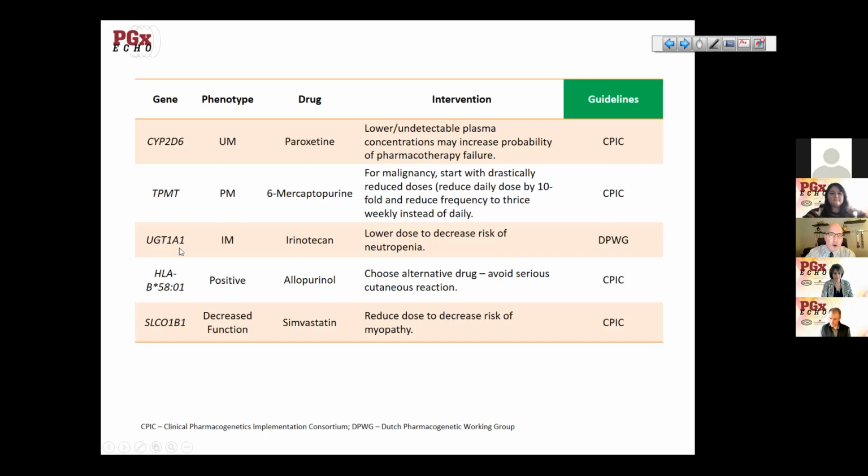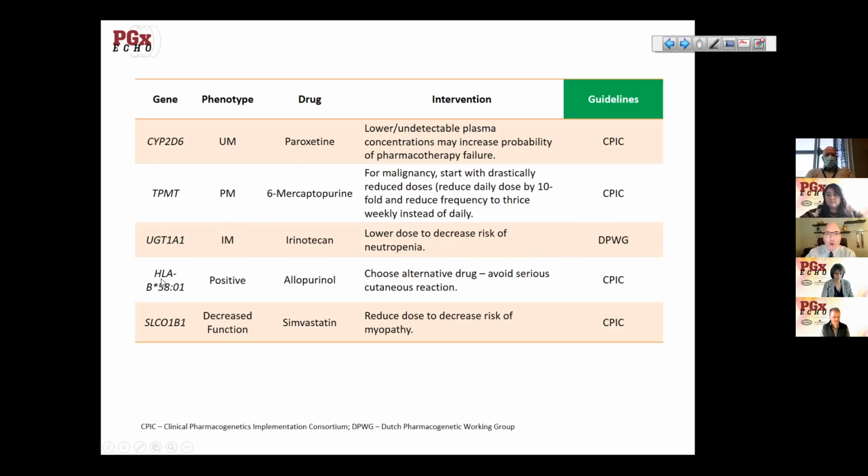Here's UGT1A1, an intermediate metabolizer receiving irinotecan. And here, a lower dose is required to decrease the risk of the adverse event, the neutropenia that can occur with that drug. And this comes from the Dutch pharmacogenomics or pharmacogenetics working group. Can never remember that one, at least the name.